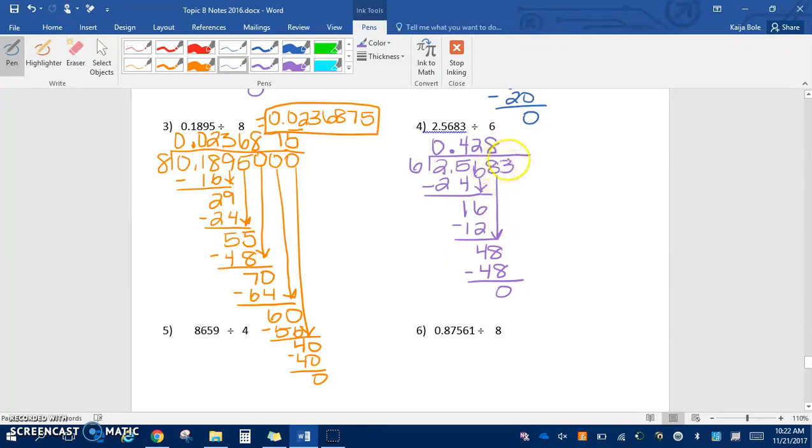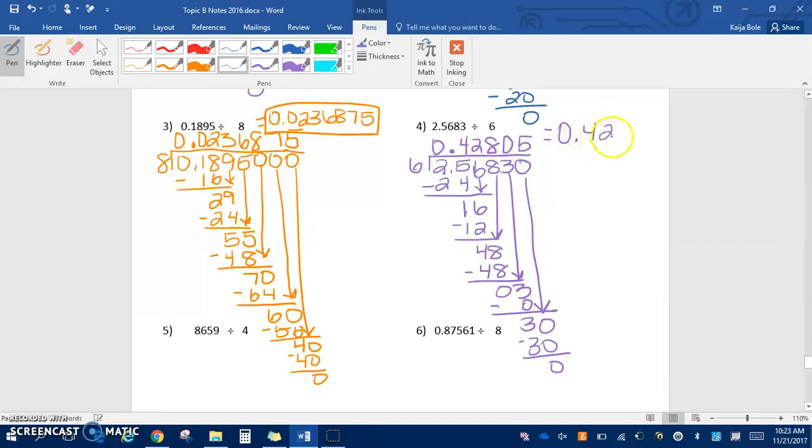But we are not done yet. We have to bring down this 3. We know that 0 groups of 6 go into 3, so we put our 0. Subtract 0. We're left with 3. Now we're going to have to add a 0. Bring it down. 5 whole groups of 6 go into 30, so if we subtract 30, we are left with nothing. So our answer would be 0.42805.